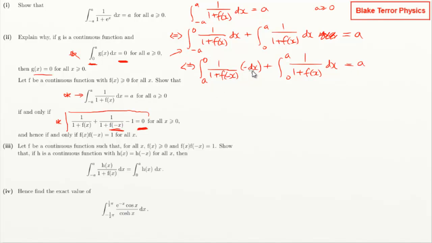This minus dx is like flipping the limits. So I can get the first integral to 0 to a and then put it all under one integral. So again, that's going to be reversible. So I can double arrow it and do 0 to a. I'm going to have 1 over 1 plus f of minus x plus 1 over 1 plus f of x, all dx, equals a. Right, I've got a big chunk of the answer there.